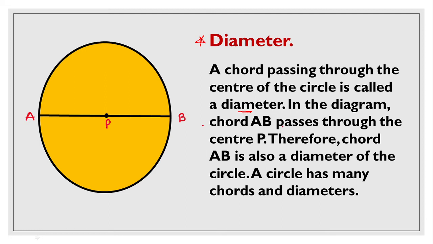Now in the diagram, chord AB is passing through the center P. So therefore chord AB is also a diameter. Now this segment AB will be a diameter also and a chord also. Then a circle has many chords and diameters. Like a circle can have many radii. In the similar fashion, it can have many chords and many diameters also. So this was about the diameters.